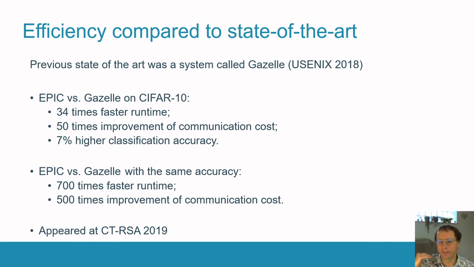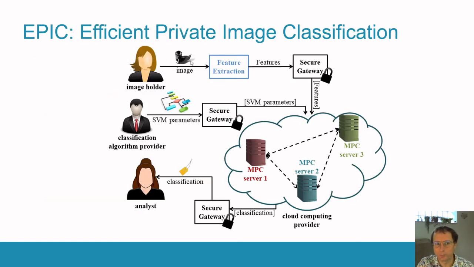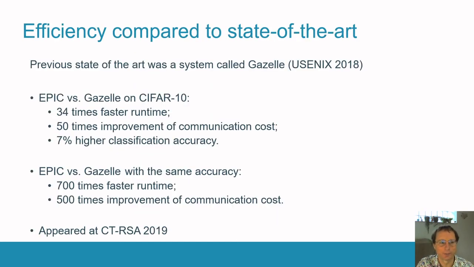And if we just wanted to focus on the same accuracy, we could be 700 times faster with a 500 times improvement in communication costs. So basically, the key point is moving this problem, this feature extraction, out of the secure computation. We could be more accurate and get better classification. So you have to change the way you think about these problems. So that was image classification.